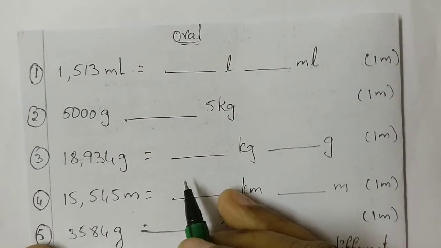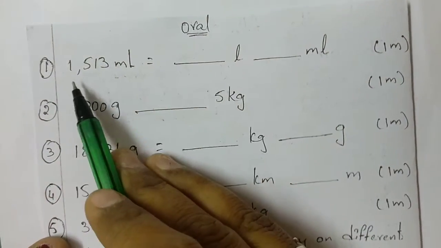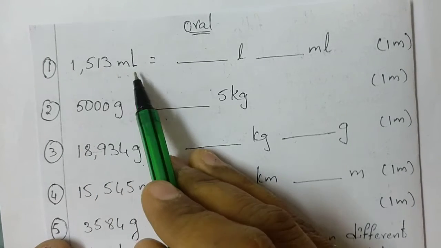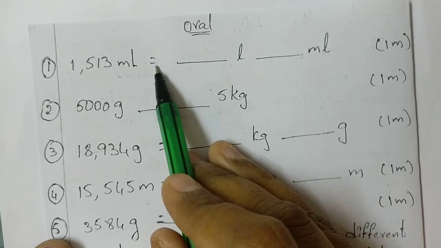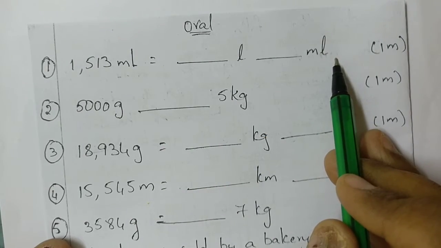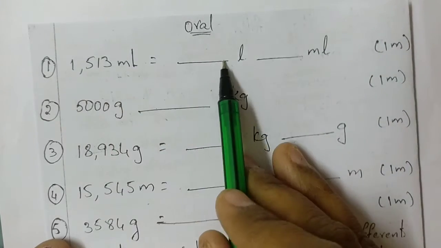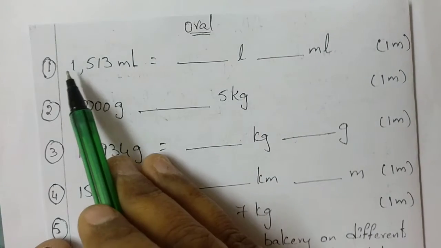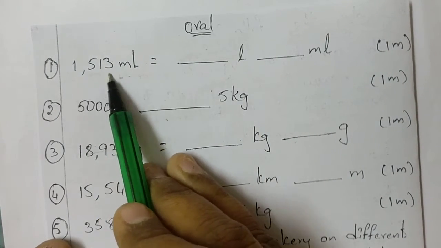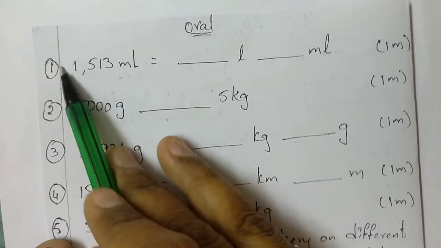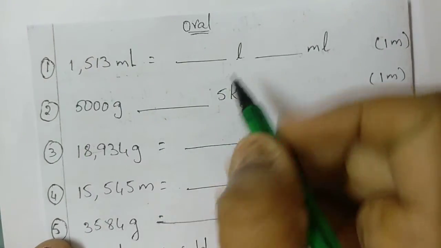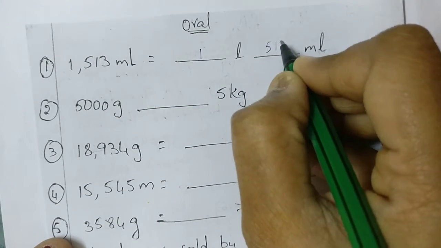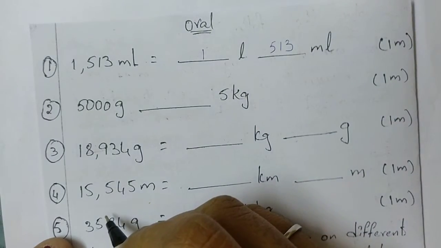This is oral, Nana. See the next Roman. See, first blank. 1513 milliliters equals dash liters dash milliliters. So 1 liter equals 1000. From 1513 remove 1000. So how much do we have to write here? 1 liter. Here 513. Okay, do you understand?